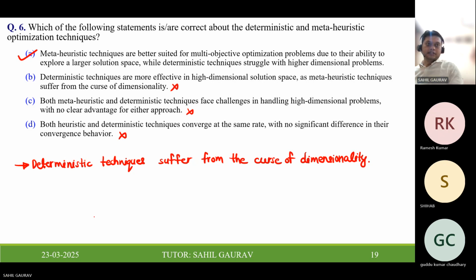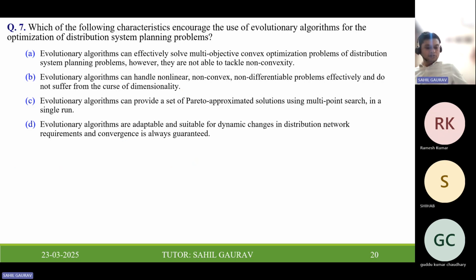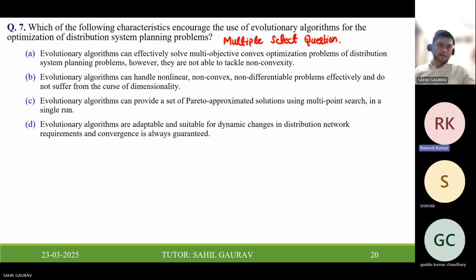Now let us see the next problem. Which of the following characteristics encourage the use of evolutionary algorithms for the optimization of distribution system problems? It is a multiple select question, so more than one option can be correct. Those who are getting the answer, you can type it in the chat box.